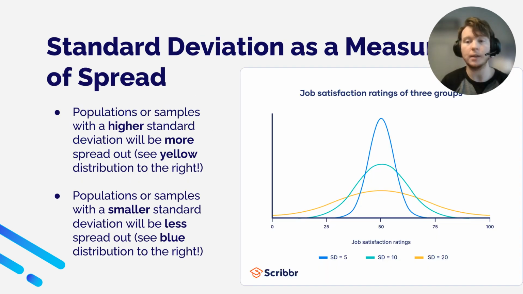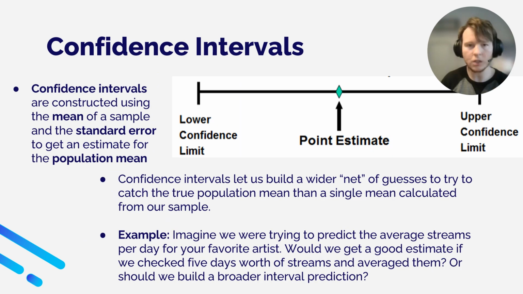This is also a good time to talk about standard deviation as a measure of spread. Populations or samples with a higher standard deviation are going to be more spread out. Your average value might be further from the mean. So you see over in this distributions to the right, the yellow distribution has a pretty high standard deviation. This one's 20. Populations or samples with a smaller standard deviation, on the other hand, will be less spread out. So this is like the blue curve to the right. So a little more on confidence intervals here, now that we've reviewed standard deviation and standard error.